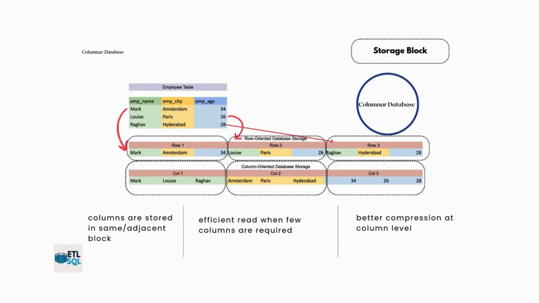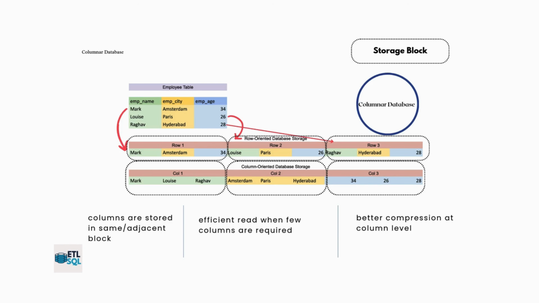So if this is clear to you, let's talk about the columnar database. Unlike traditional databases that store data in row-based format, Redshift uses columnar storage, meaning data is stored column by column instead of row by row. And this improves performance for analytical queries that process large data sets. So you can see here, I have a table employee with 3 columns in it, name, city, and age, and there are 3 rows in this table.